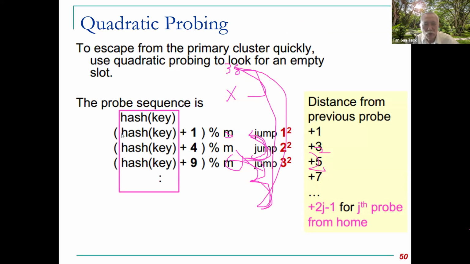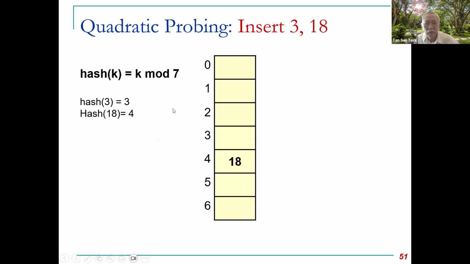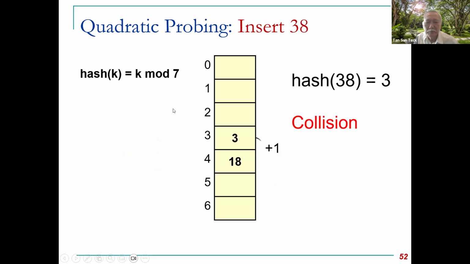Okay, so remember, if we go back again, it's actually the home address add 1, the home address add 2 square, the home address add 3 square, not from where you stopped in the previous probe. Okay, so remember this. Otherwise, you will get your answer wrong. Okay, right. So you go here, you put 38 down there.